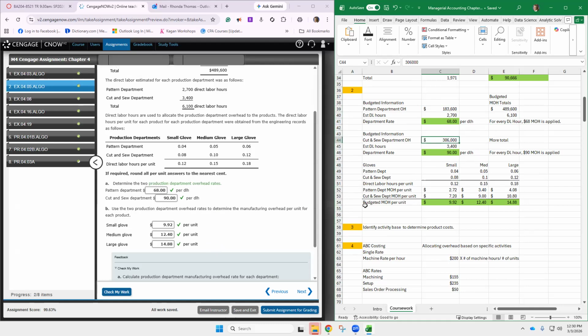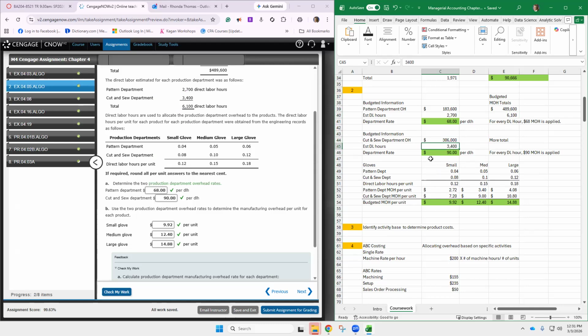Now we're going to do that for the cut and sew department. 306,000 divided by the 3,400 direct labor hours. And remember, now it's 6,100 direct labor hours between the two, and that turns out to $90. Well, just remember, they've got quite a bit more of the overhead, and they actually have more direct labor hours.